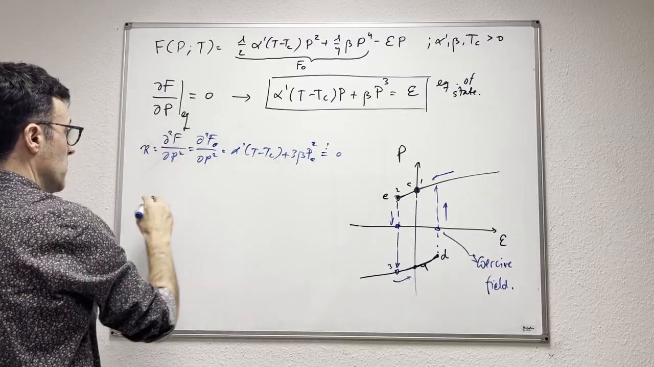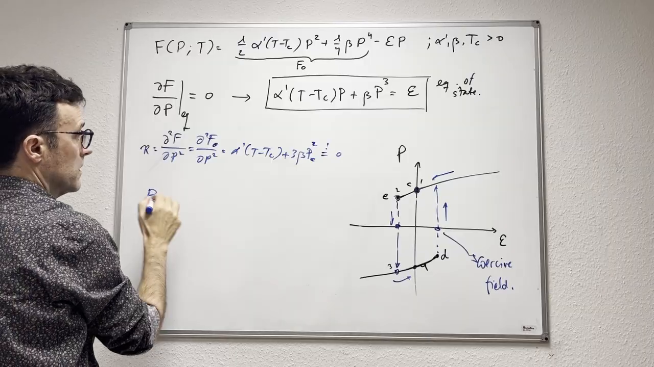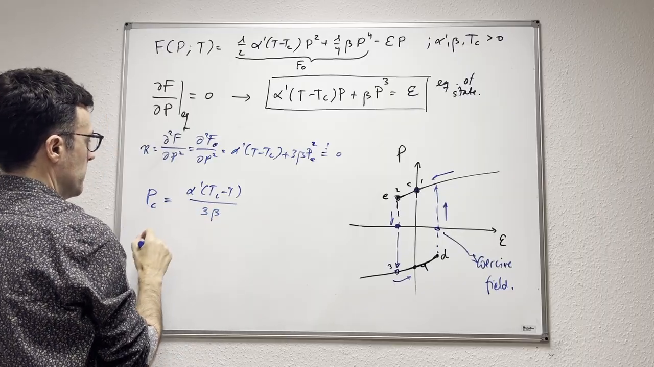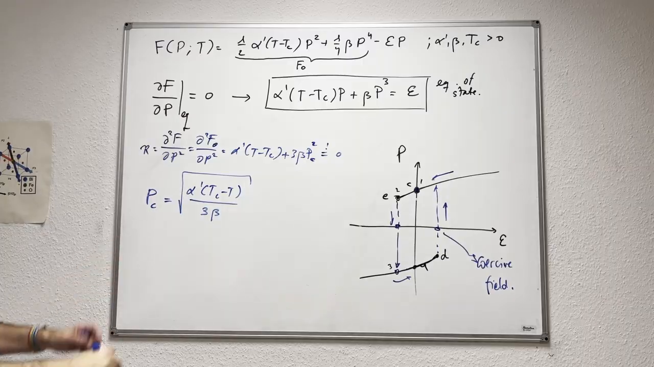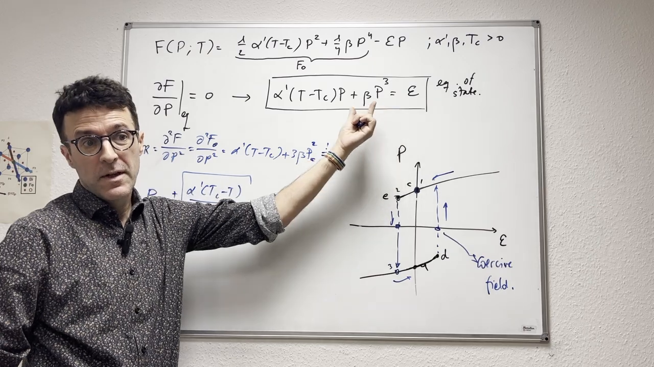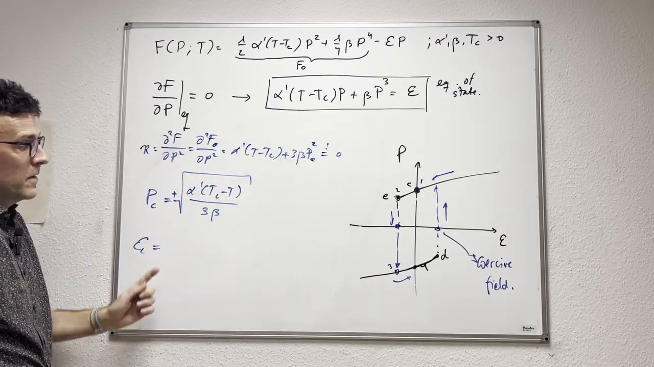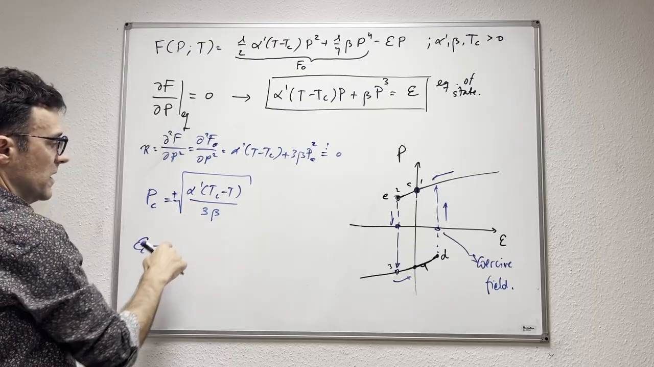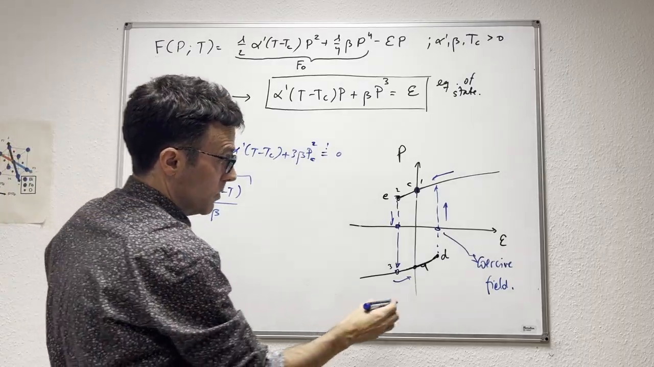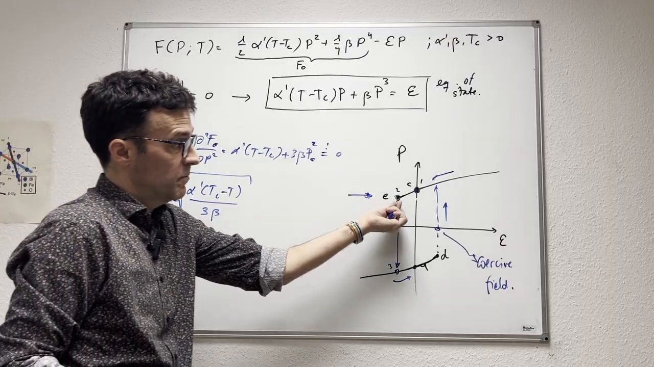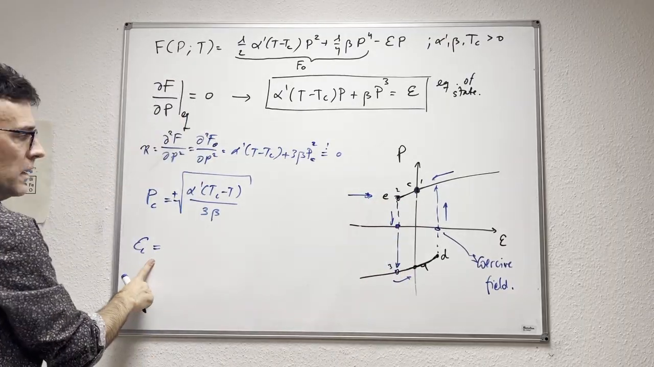It is so simple that we can do it. So the value of the polarization at the coercive field is the square root of alpha prime (Tc minus T) over 3 beta, with a plus and a minus. And if we want the coercive field, what we have to do is to take this coercive polarization and plug it here. The coercive field will be given by that expression when P equals this. So again, very quickly, can we do this one quickly? Let me take the positive value of the polarization. We expect that for a positive coercive polarization, we should obtain a negative coercive field. So let's do that one.